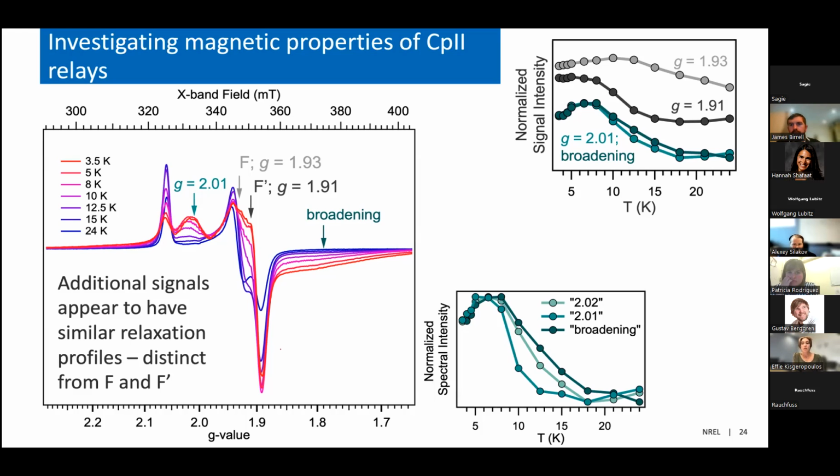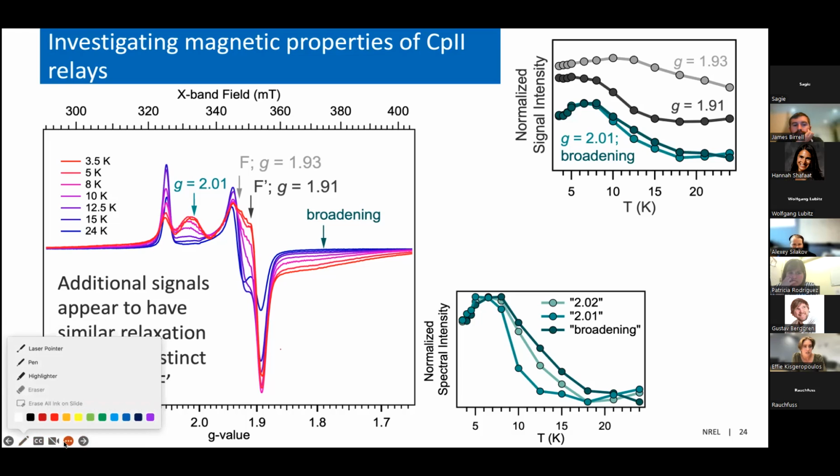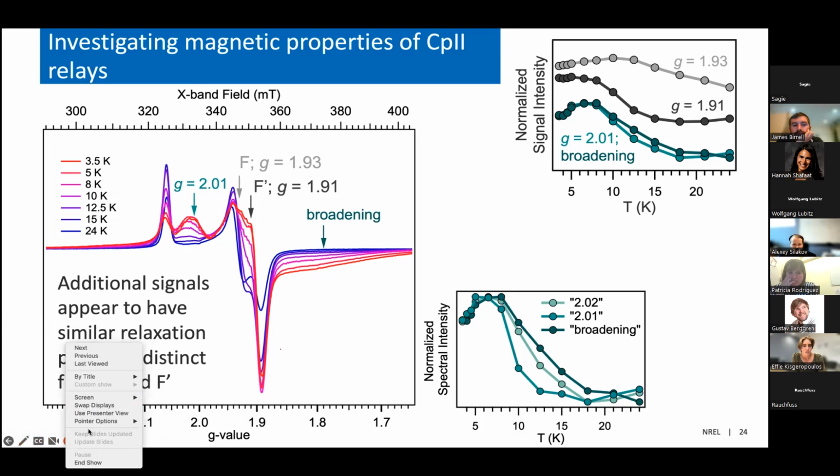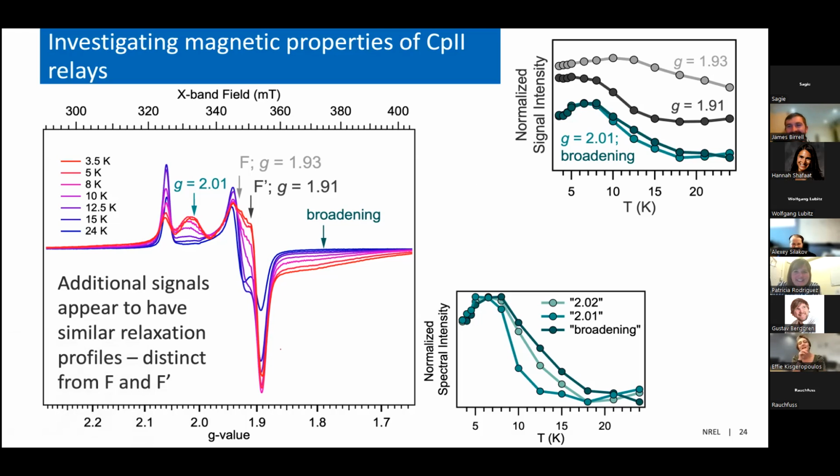But at the low temperatures, we see a deviation that happens where, let's see, I probably should have my laser pointer. Pointer options. Okay, well, anyway, sorry, I couldn't find the laser pointer quickly. I'm not used to Zoom anymore. We have to use Teams here at NREL.